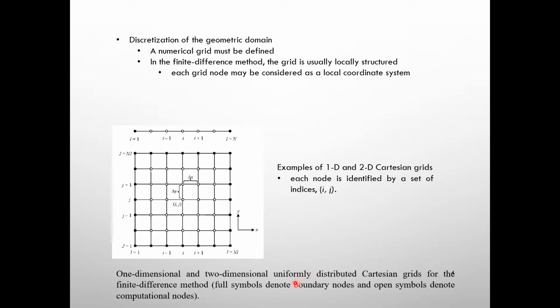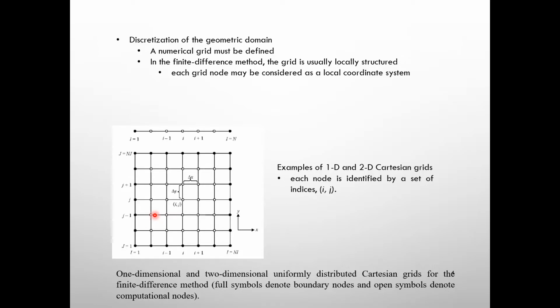This is a uniformly distributed Cartesian grid for the finite difference method, and you will notice that there are two types of symbols, full symbols and open symbols. The full symbols denote the boundary nodes, which we need to define first. Usually we define boundary conditions either with an exact value or by an analytical equation, so basically you can compute these easily. Meanwhile, the open symbols within the domain denote computational nodes, where we need to use the discretized equations to solve. You compute them numerically, or computationally.